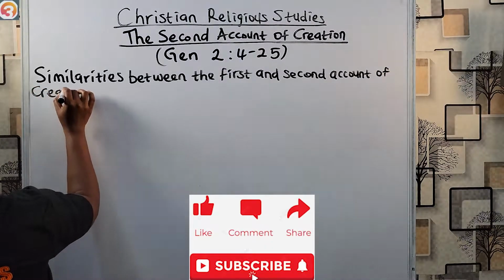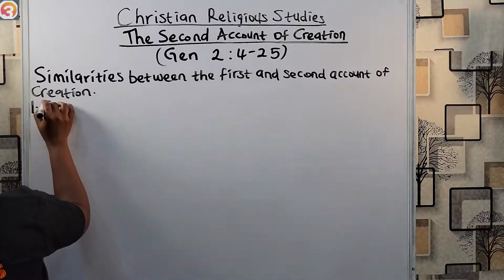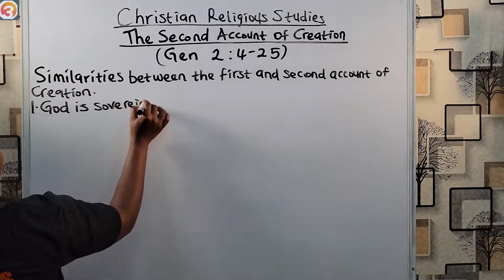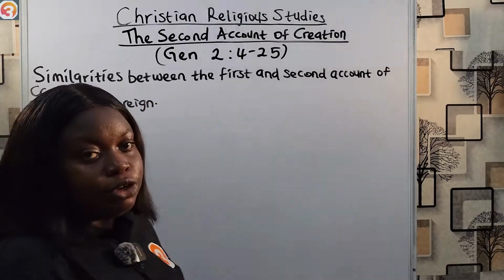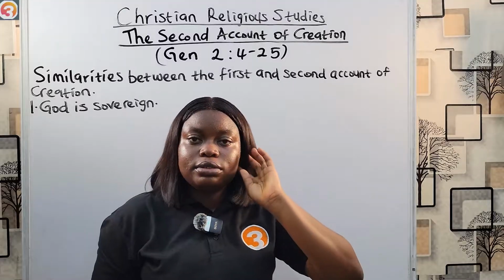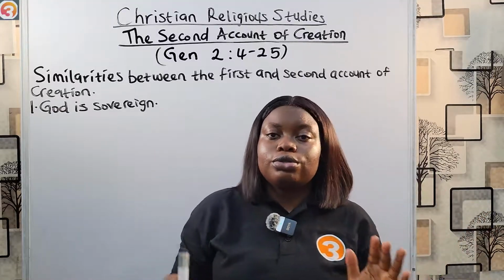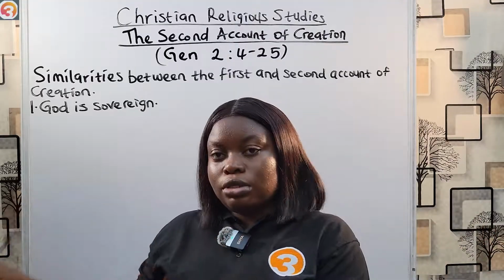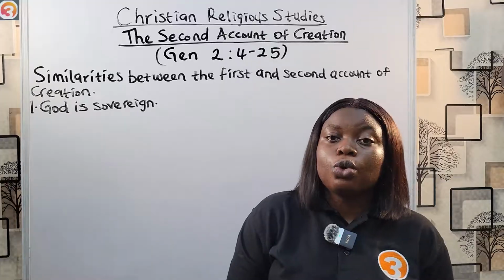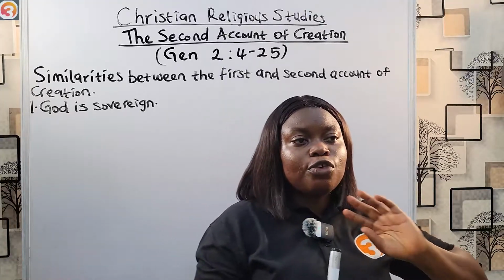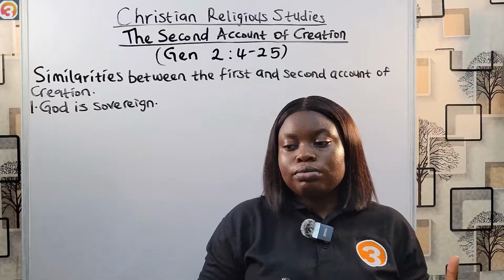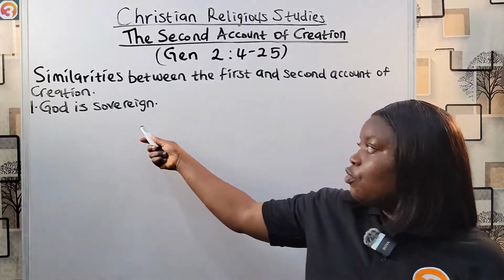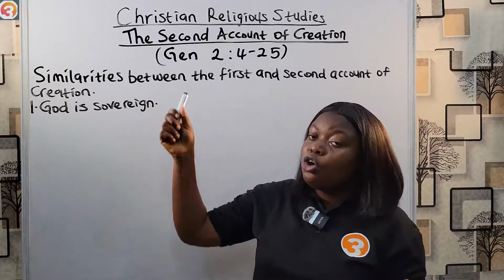Of creation. One, we have God is sovereign. That's the first similarity. Whether the first account or the second account, God created the universe. God created the world. So in the first account, it was done by God. In the second account, it was also done by God. God in his sovereignty, in his all-powerful state, created the universe. So God is sovereign. That is one of the similarities that we can draw from both accounts.